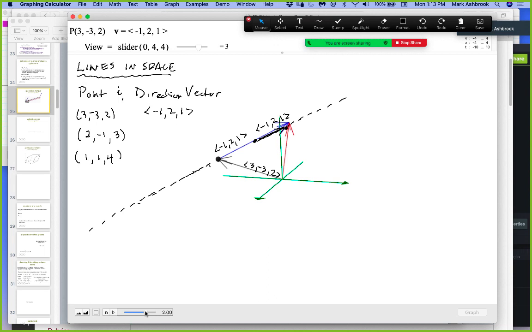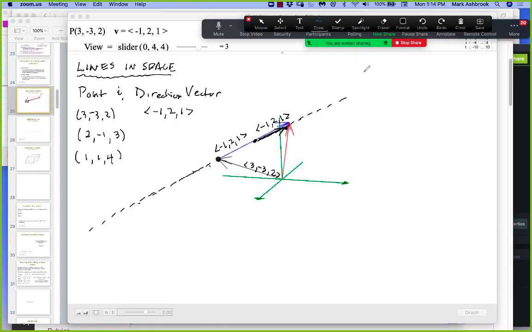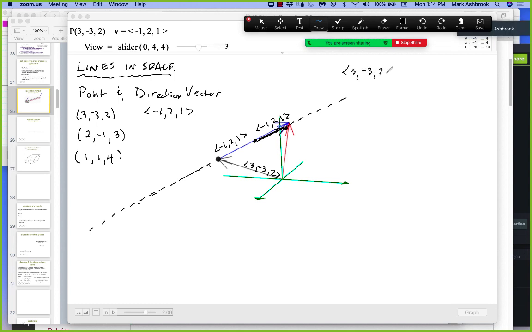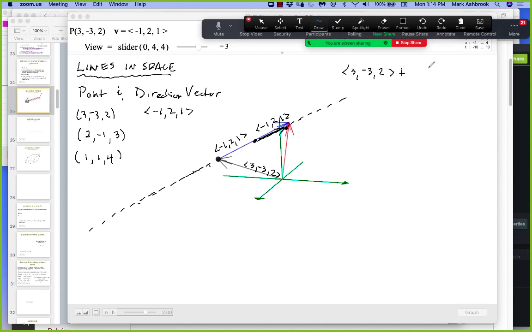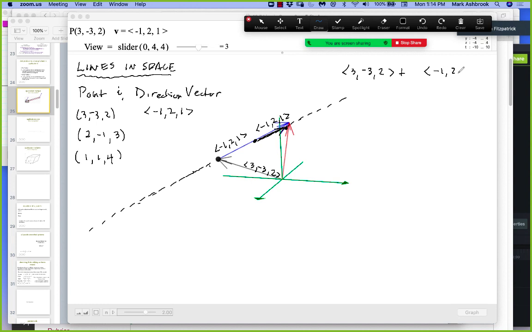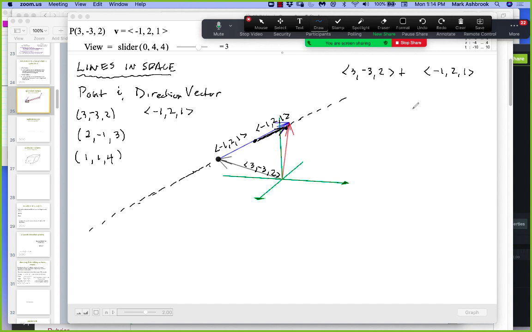When I scaled it by 2, it's really like adding that vector twice, right? So could you write an equation using a scaled vector? I think he's onto something. You want to start with the point that we started with, 3, -3, 2. And what do you want to add? Plus some variable scale of the same vector, -1, 2, 1. Yeah, exactly right. You were thinking exactly the right thing.